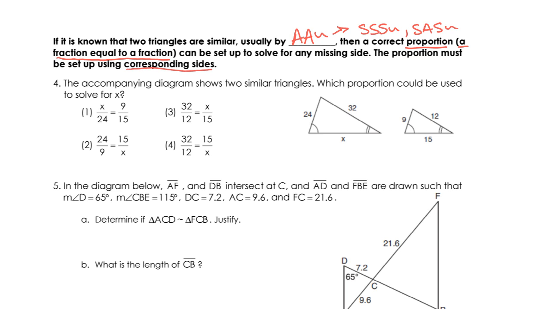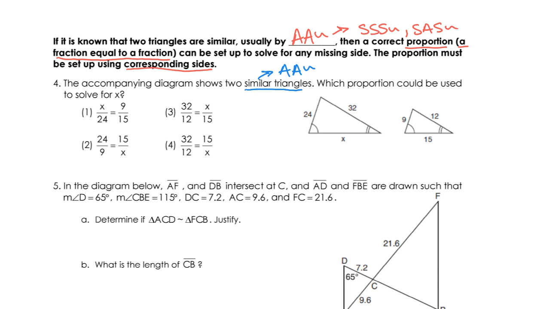So number 4, it says that the diagram shows two similar triangles. And if you notice the markings in them, they are similar by angle-angle similarity because they have two angles marked congruent in each one. Which proportion could be used to solve for x? And so we have to make sure that we're using matching sides.